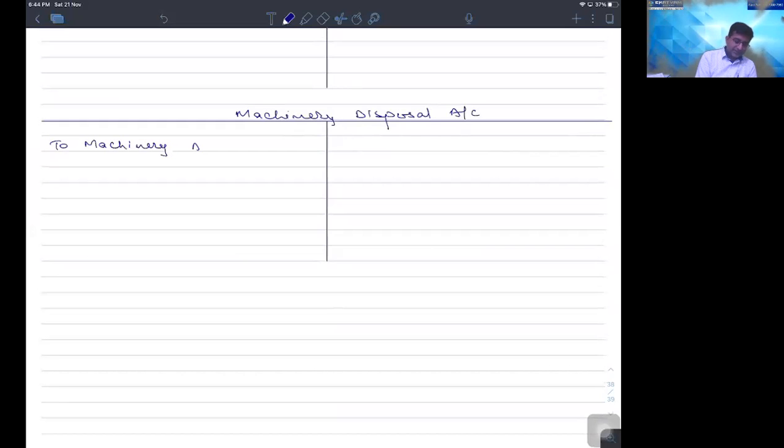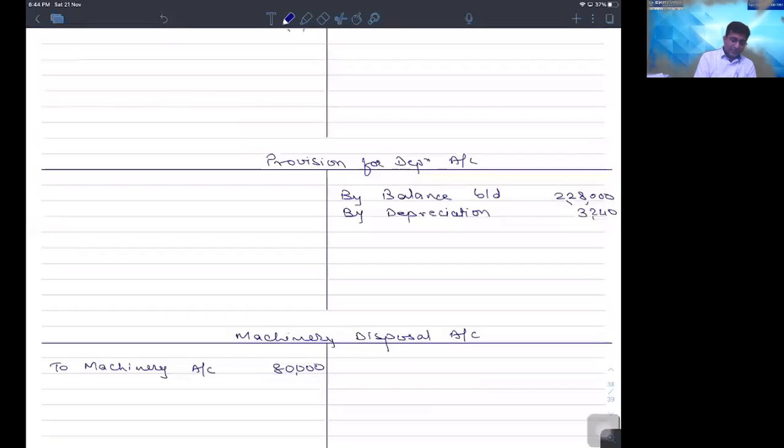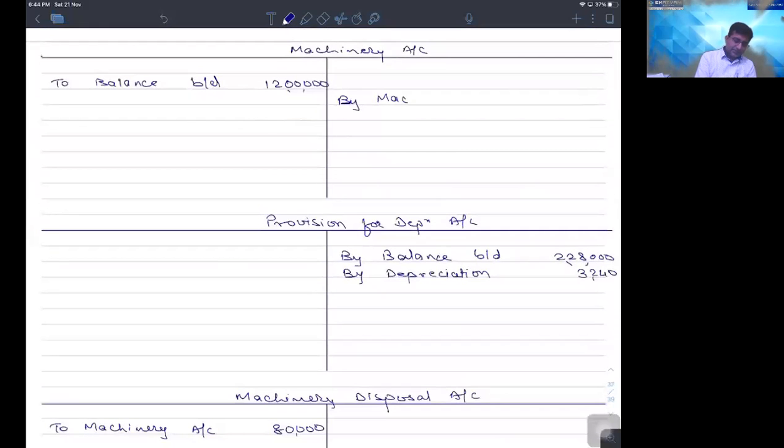Rupees, how much? 80,000. And then machinery account credit side, by machinery disposal account rupees 80,000.